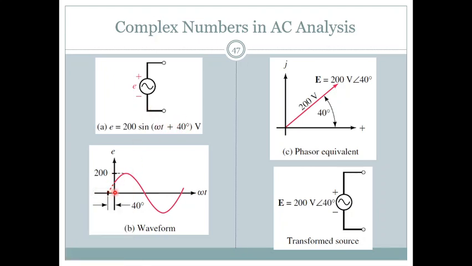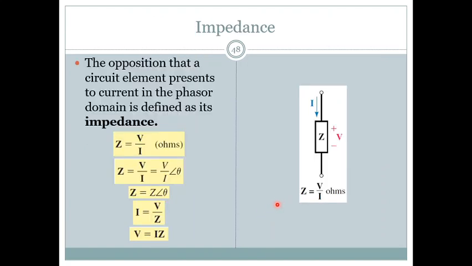Plus 40, so there is a positive 40 degree phase shift. It's the same thing represented in different ways; all of these essentially represent the same thing in different domains. Now the impedance: resistance was V over R, but now we know that we have phase shifts and things like that. So voltage is represented by a complex value, and current is represented by a complex value.